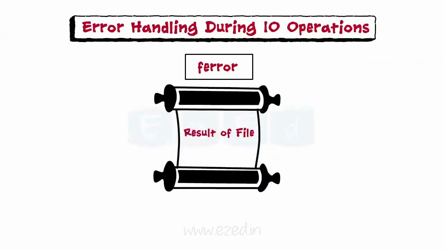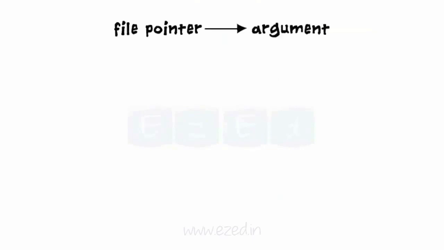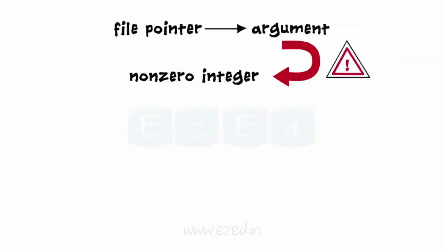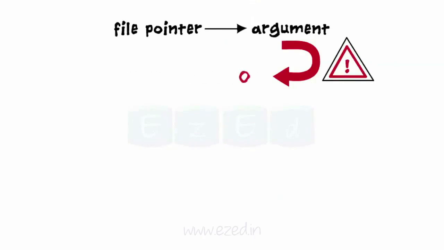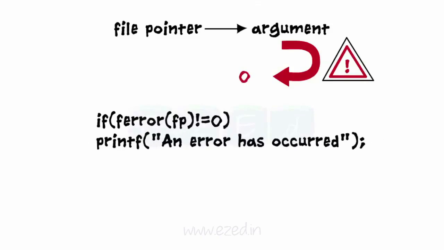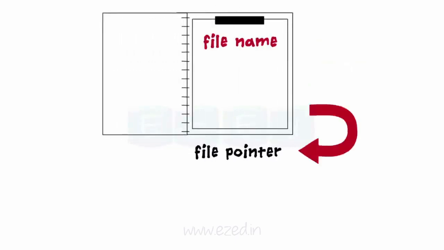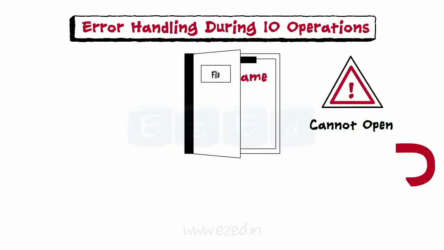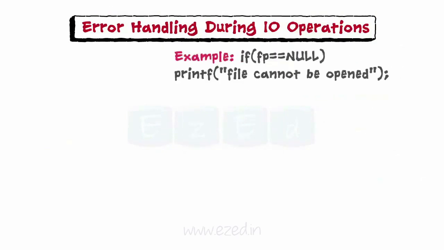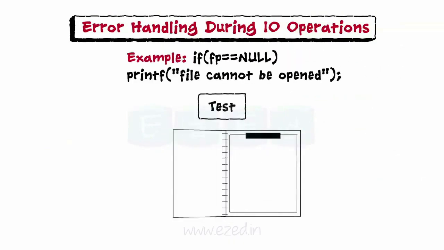The ferror function reports the status of the file indicated. It also takes the file pointer as its argument and returns a non-zero integer if an error has been detected up to that point during processing. It returns 0 otherwise. This statement checks if any error occurs and notifies the user if an error occurs. We know that whenever a file is opened using the fopen function, a file pointer is returned. If the file cannot be opened for some reason, then the function returns a null pointer. This facility can be used to test whether a file has been opened or not.